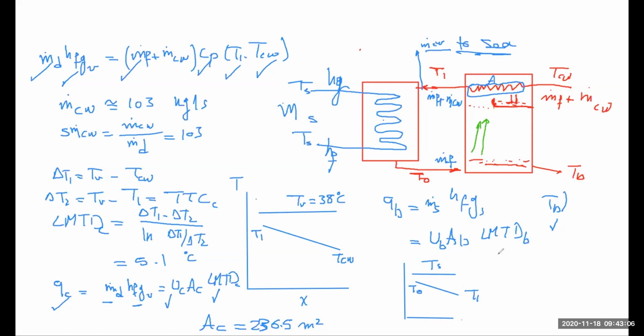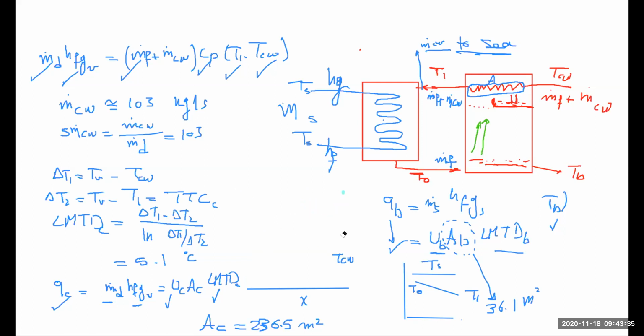You can calculate the log mean temperature difference. Overall heat transfer coefficient is given, Q is known. So from here you can calculate what would be the area of the brine heater. And when you do that, just for you to check your values, this area is going to be 36.1 meters square.